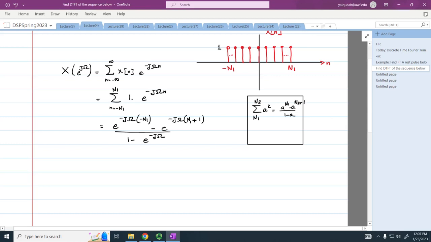So again, all we're going to do is massage this expression, try to get something meaningful out of it. We can take e to j omega n1 as a common factor, because here it is negative, negative, it can become positive. So I can take e to j omega n1 outside. I'm going to get 1 minus e to negative j omega multiplied by 2 n1 plus 1.